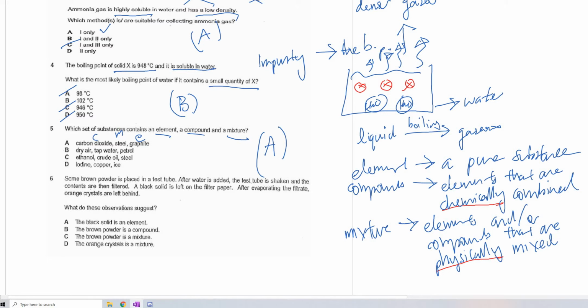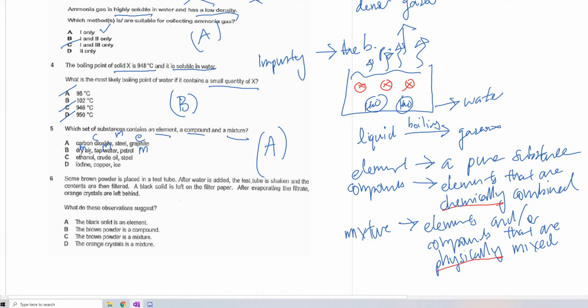Dry air. Air is a mixture. We have various kinds of gases in air. Tap water. Tap water is also a mixture. Alright, so we have pure water and also other ions such as fluoride and chloride present in tap water. Okay, for petrol, petrol is a mixture also, because petrol contains various amounts of hydrocarbons.